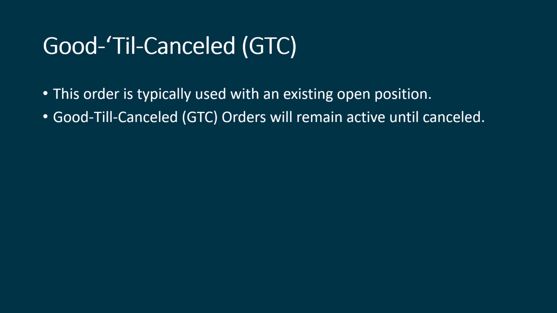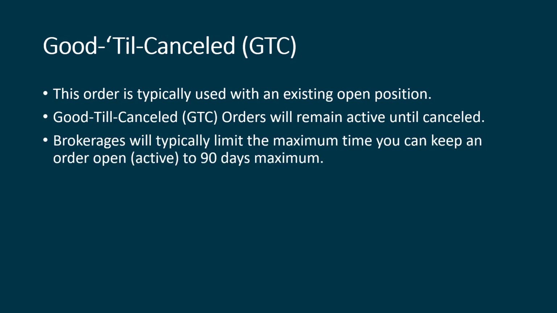Now, there are some limitations because they had people that were forgetting all about this and didn't know that they had an order out there. So they usually do have a time period on them. Brokerages will typically limit the maximum time that you can have a GTC order to 90 days, or about 3 months. So if it hasn't executed during that time, it's automatically canceled.